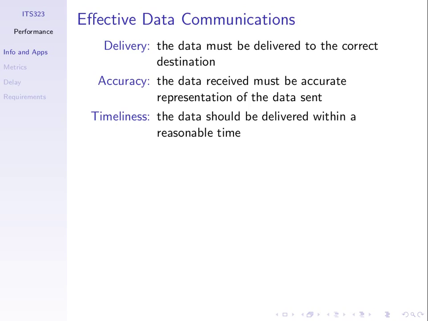Timeliness. You send the email tomorrow at 4 p.m., the deadline's 5 p.m., the internet delays this email and it arrives in my email inbox at 6 p.m., you get zero again. Okay, so the communication system must deliver the data in a timely manner, within reasonable time. What's reasonable for an email?